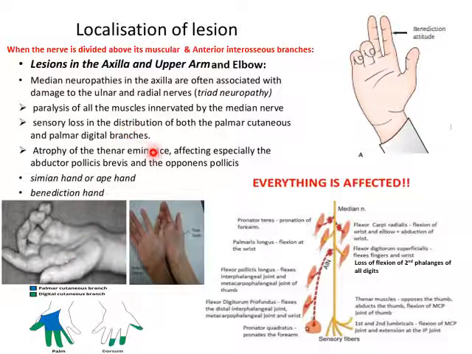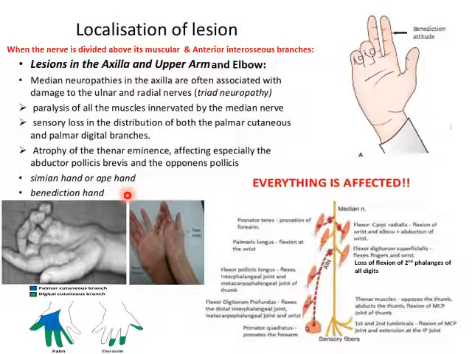And this will give an impression of an ape-like hand because the thumb is adducted, because abduction of the thumb is lost, and there is unopposed action of adductor pollicis, which is supplied by ulnar nerve. So the thumb is adducted, which gives an ape-like hand or simian hand deformity.